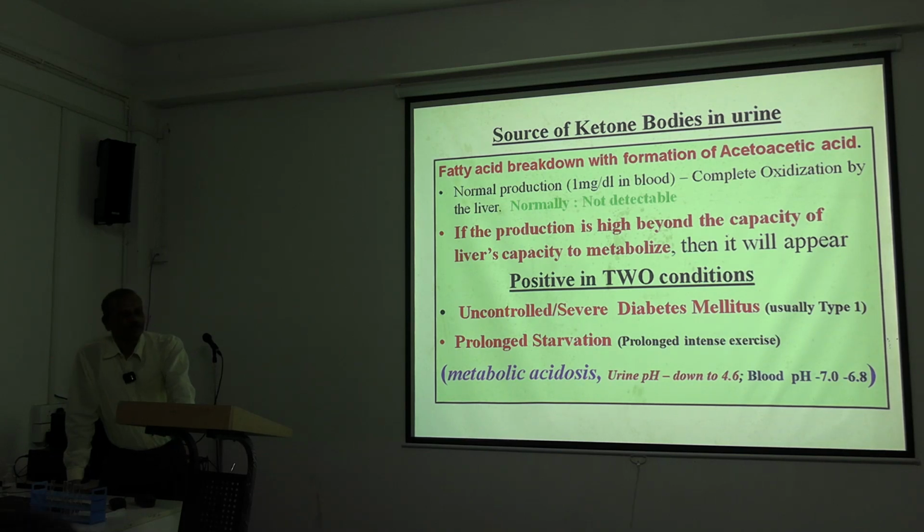So it is positive in two conditions. Remember, one is diabetes mellitus, one is starvation. Not normal diabetes mellitus, but uncontrolled, severe. Remember this thing. So uncontrolled means the blood sugar could not be controlled in a patient. The blood sugar level is very high despite aggressive treatment, all types of treatment, or the patient is ignorant.